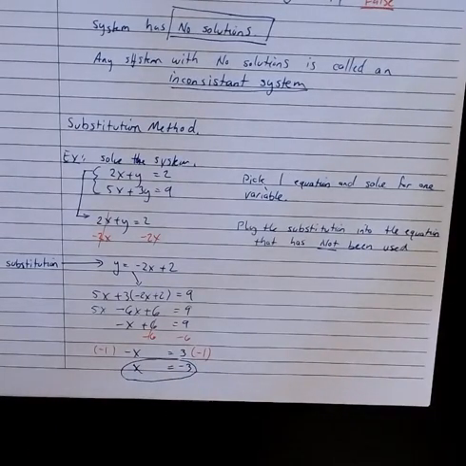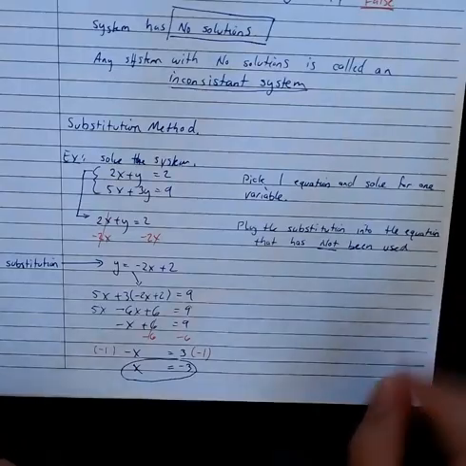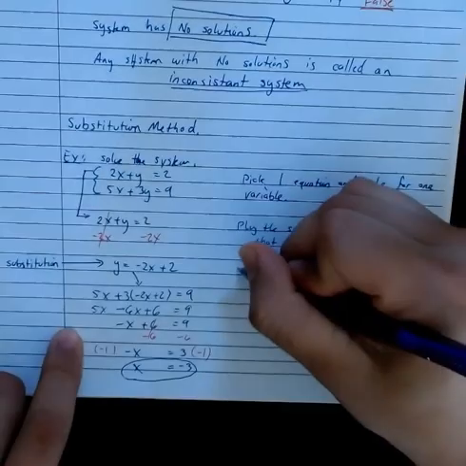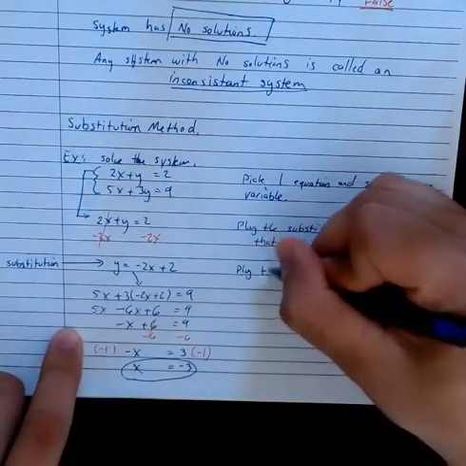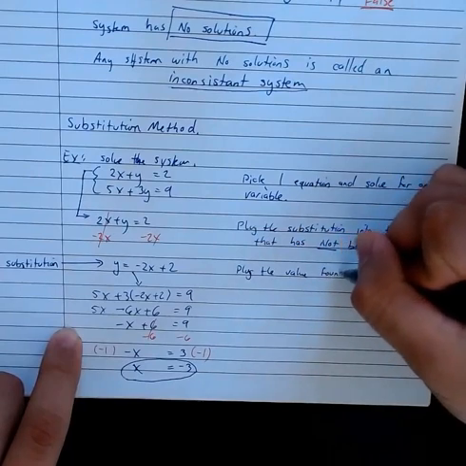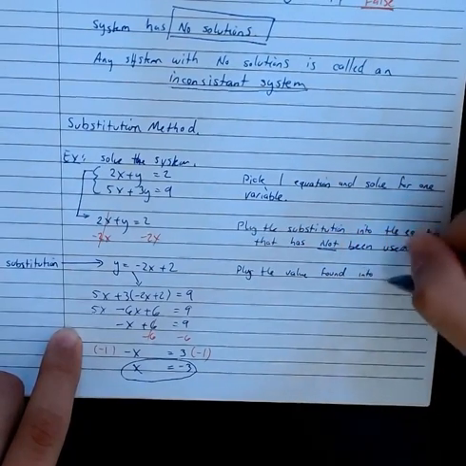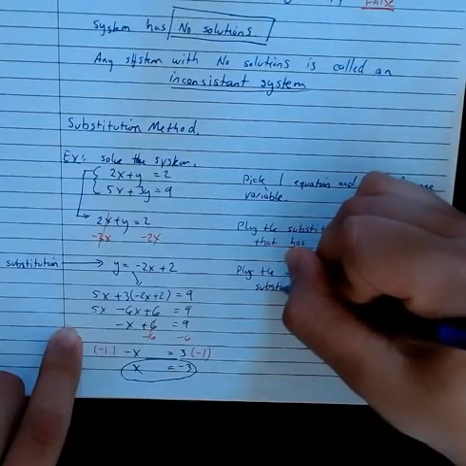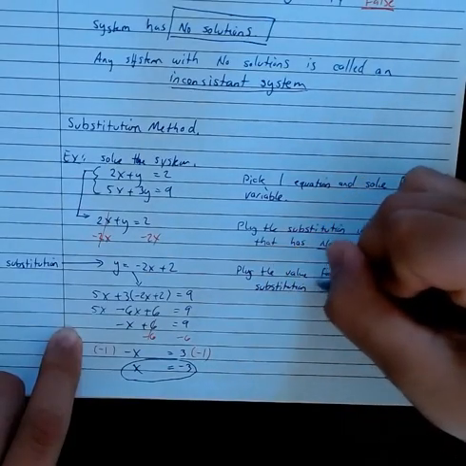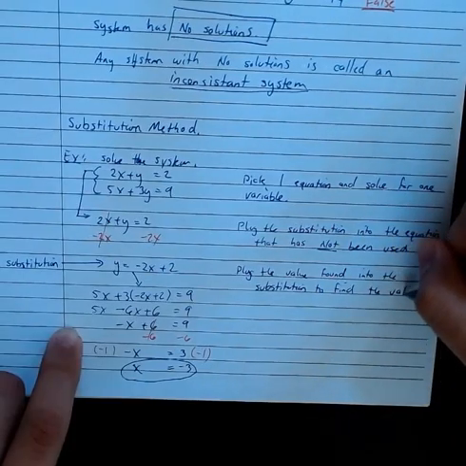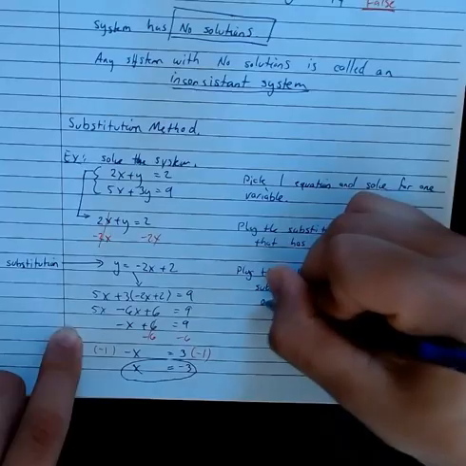Now, of course, we want a point. All right? Our solution should not be a single number. It should be a full point, x comma y. So finally, plug the value found into the substitution to find the value of the remaining variable.